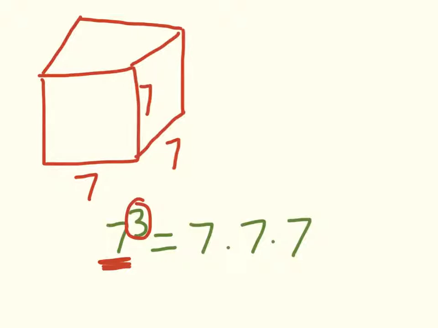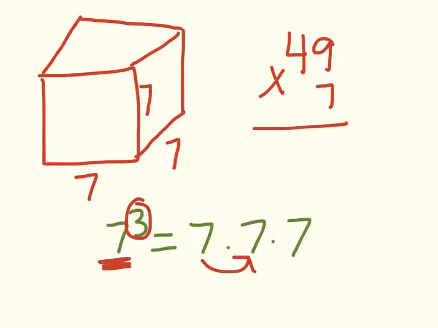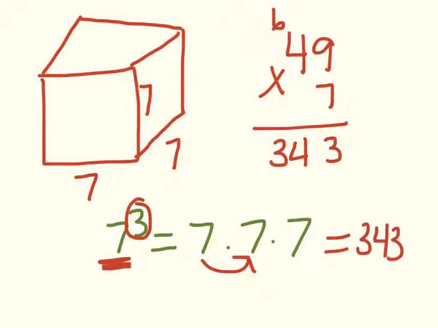Now we calculate 7 times 7 is 49. And 49 times 7, let's see, I'm not able to do that by mental math. If you can, that's great, but I need to work it out. 9 times 7 is 63. 7 times 4 is 28, plus 6 is 34. So 343. The cube of 7 is 343.